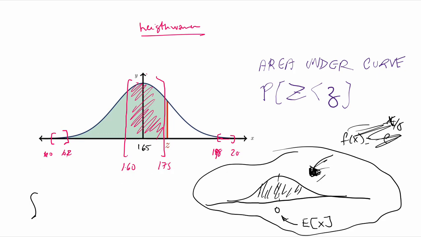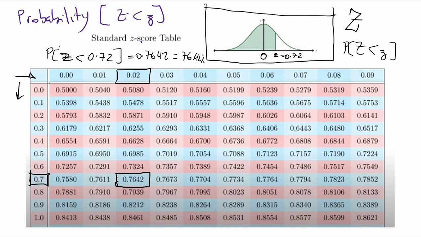You would have to integrate, you would have to use calculus, but mathematicians came up with the table, which we call the z-score table. And the z-score table gives me the probability just by assessing and reading the table, okay?